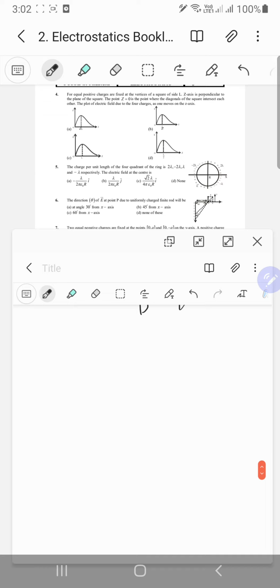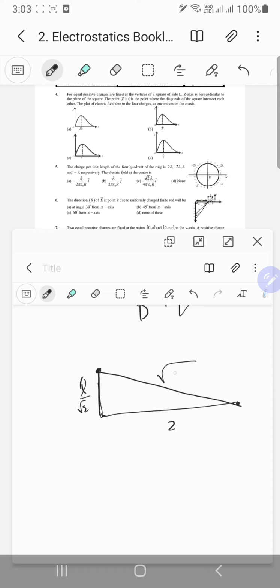So just draw it first of all. Suppose the z coordinate is something like this, and this distance, do we know what it is? Yes, it's L by square root 2, half the diagonal. This is only one of the 4 charges, and this is our point where we want to find the field. This distance will be the square root of L squared upon 2 plus z squared.